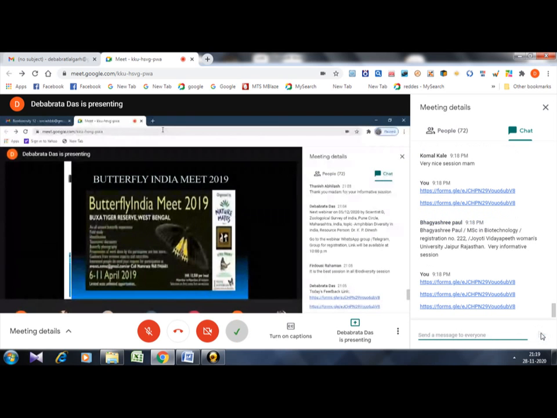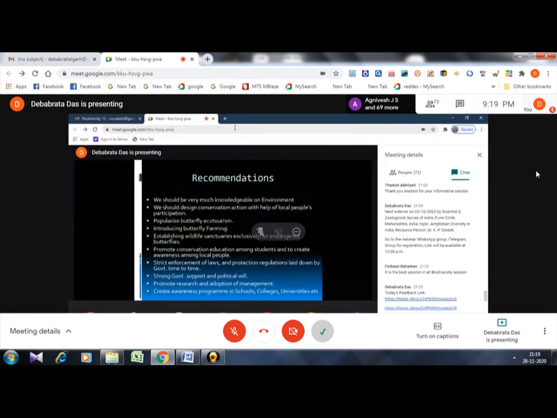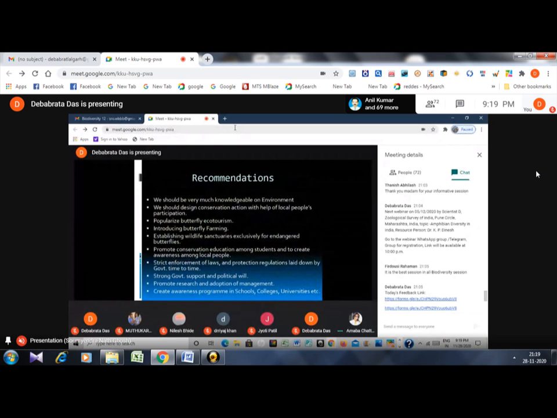The recommendations are very easy. The final recommendation that I give you is that awareness among you is very important. You have to be aware about the butterflies. You have to know why you are protecting them. You have to know about these species. You are living with them, so you have to know about them. If you are not aware about these butterflies, no one can conserve them. You have to be aware.